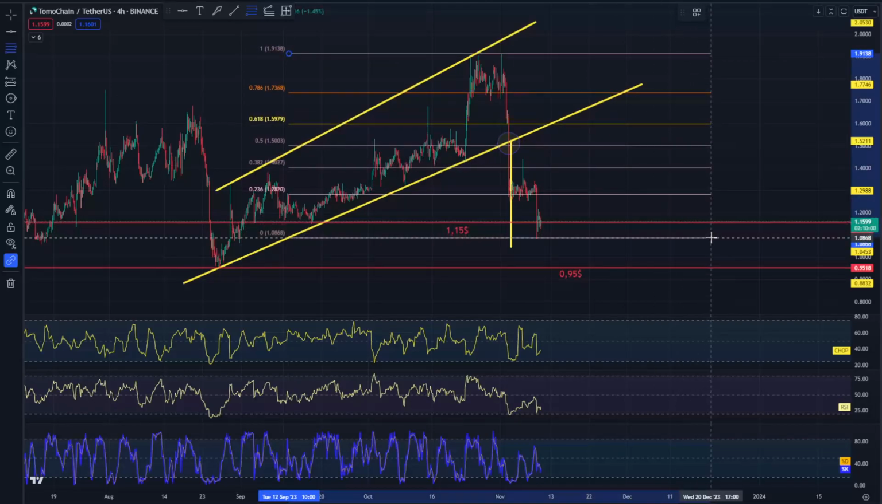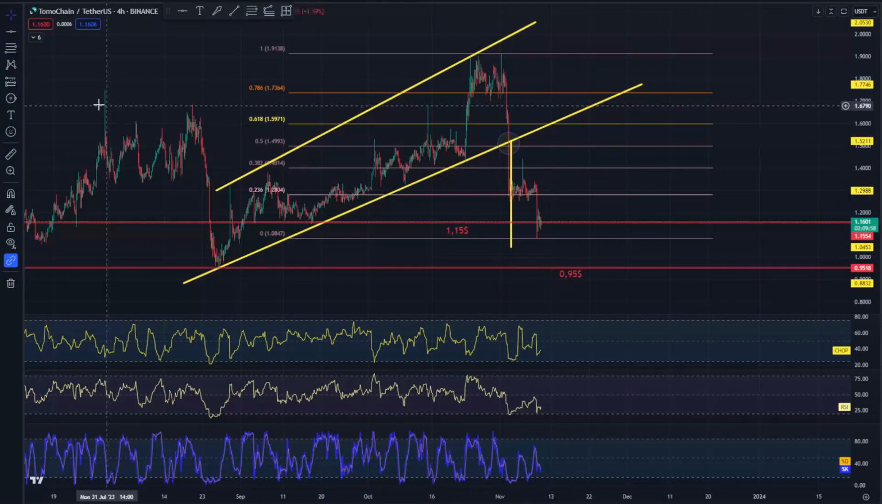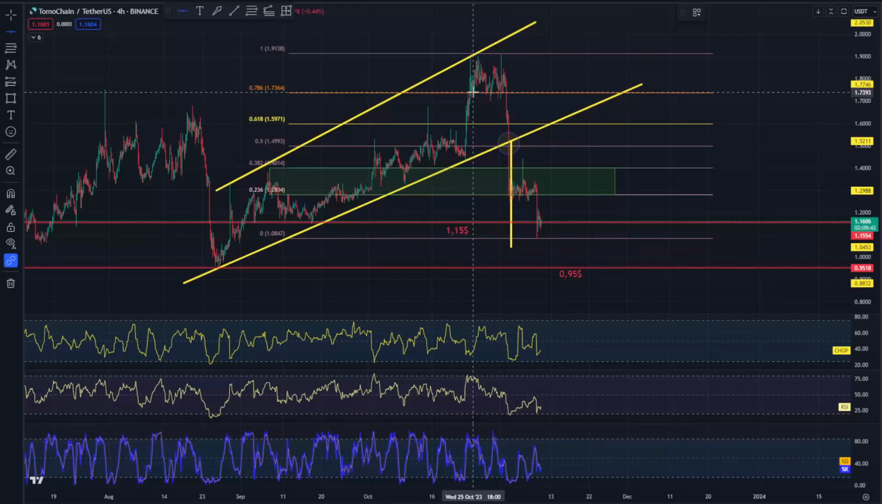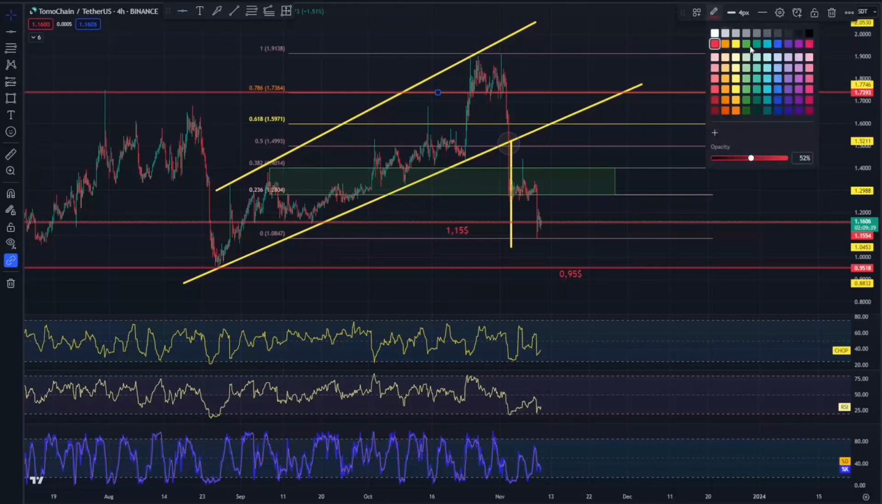Looking the other way, we see that the price has a significant resistance zone on its upward path from $1.28 to $1.40. Only later it will be able to move towards the very strong resistance at $1.73.